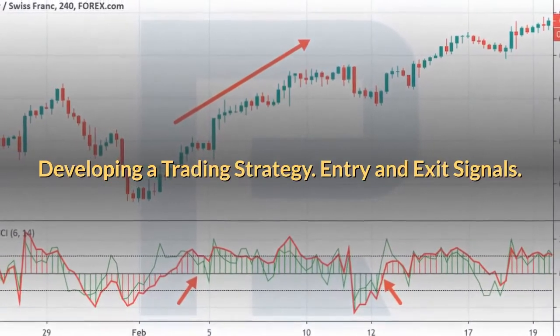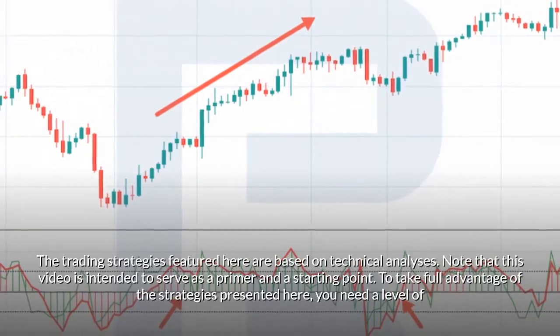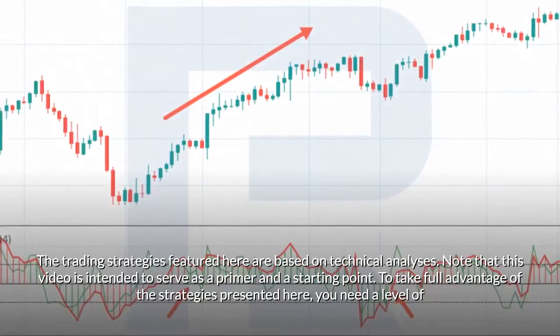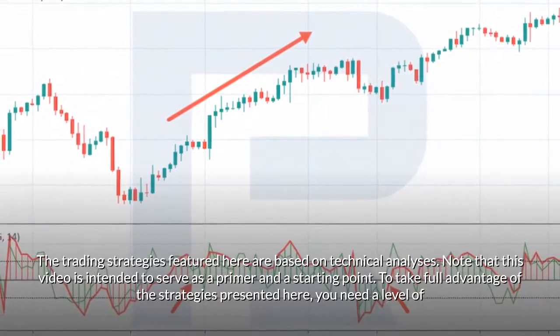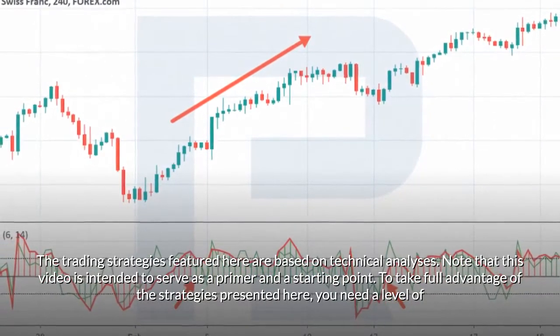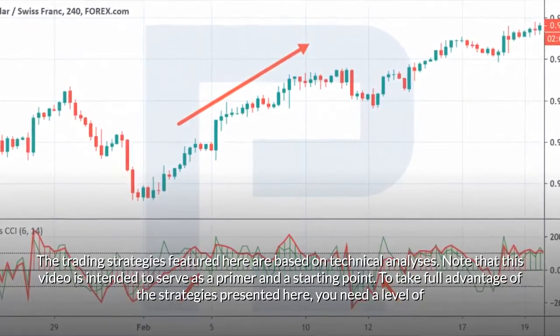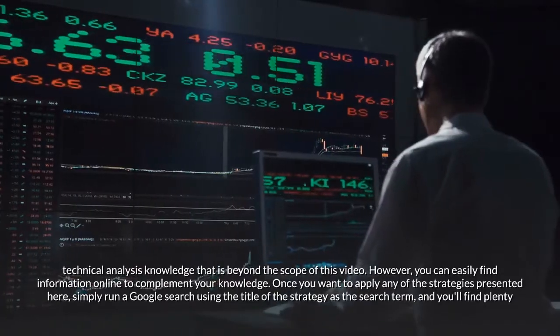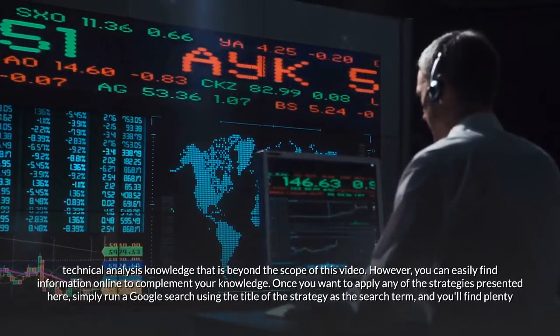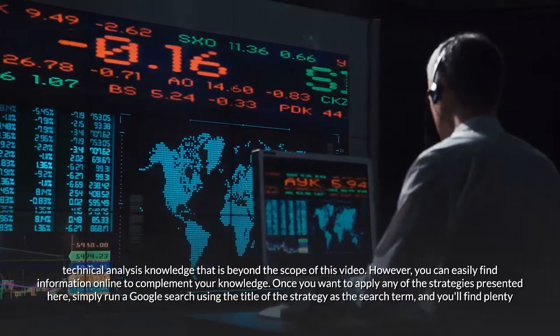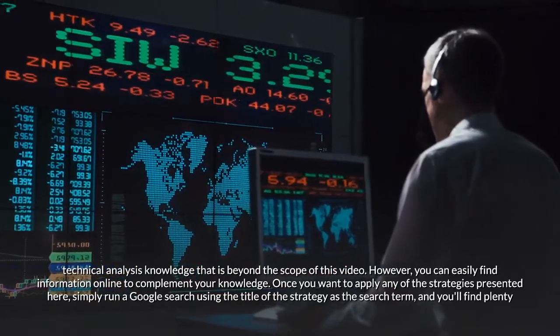Entry and exit signals. The trading strategies featured here are based on technical analyses. Note that this video is intended to serve as a primer and a starting point. To take full advantage of the strategies presented here, you need a level of technical analysis knowledge that is beyond the scope of this video. However, you can easily find information online to complement your knowledge.